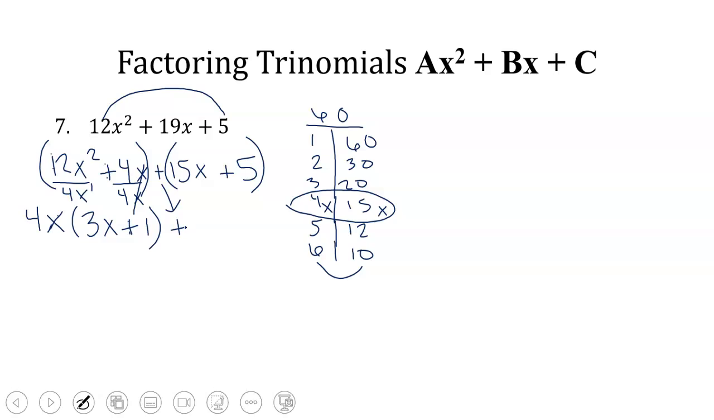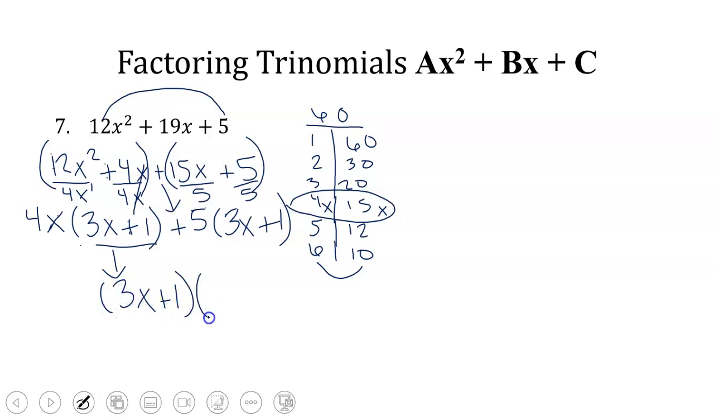15 and 5. What is the highest number that can go into both? 5. Do they both have x? No, they don't. So it's just 5. And it's a positive 5, so I'm going to divide positive 5 from the second group. 15 divided by 5 is 3x. And then 5 divided by 5 is positive 1. Do my parentheses match? Yes, they do. We only need 1, so bring 1 down.